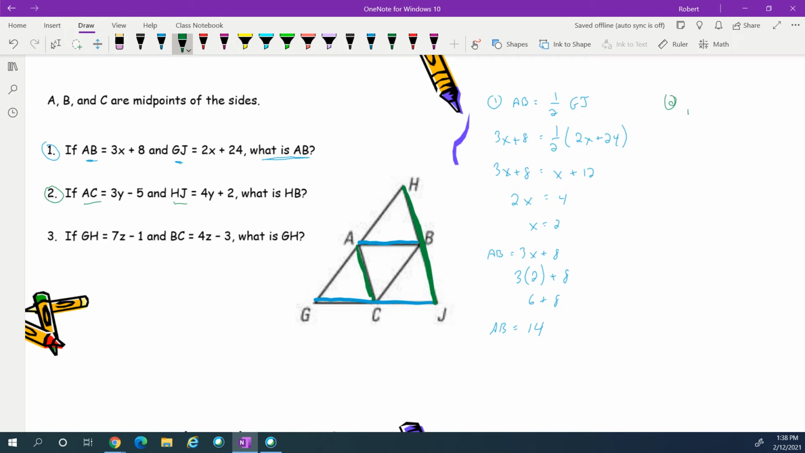For number 2, AC equals 1/2 of HJ. Well, AC is 3y minus 5. HJ, 4y plus 2. Let's just solve for y. So 3y minus 5. Again, distributing the half is very simple. They're even numbers, so they divide by 2 nicely. And y equals 6. Now, we're looking for HB in this question, but they didn't give us HB. HB is half of HJ.